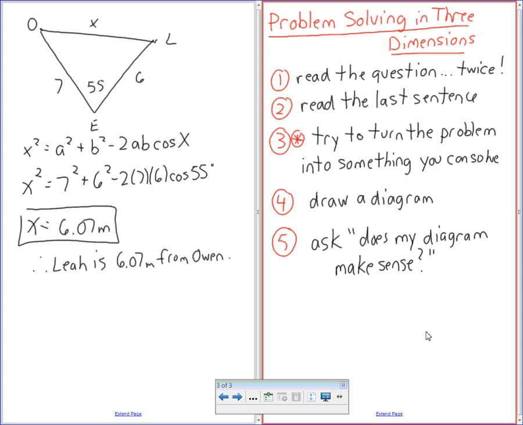And number 5, ask if your diagram makes sense. So a lot of the questions will say something like, Spider-Man is looking up at Venom. So what that probably means is that Spider-Man's on the ground and Venom's in the air, right? So if your question is Spider-Man swinging from his web up here, looking down at New York City, something's wrong, you know what I mean?